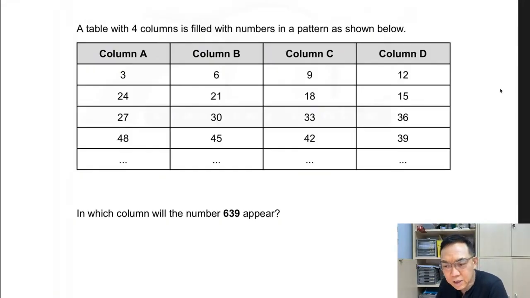The number is 639. Come, tell me what is the first thing you will do. Interval. Very good. The snake. Yes, interval. What is the interval? The interval is 3, right? The interval is 3. Very good.